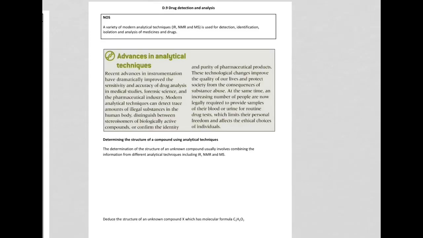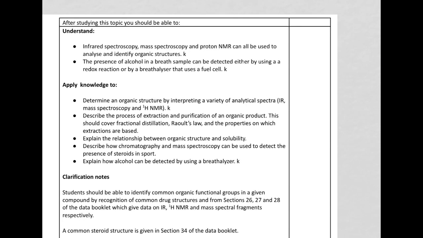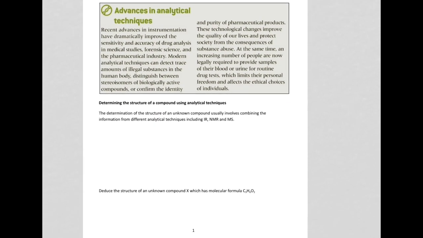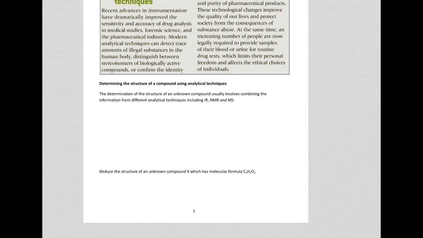Hi everyone, so we're going to see D.9, which is on drug detection and analysis. For this chapter, you should be able to use IR, mass spectroscopy, and HNMR to interpret organic structure. So we're going to see one of the structures, C3H6O2.